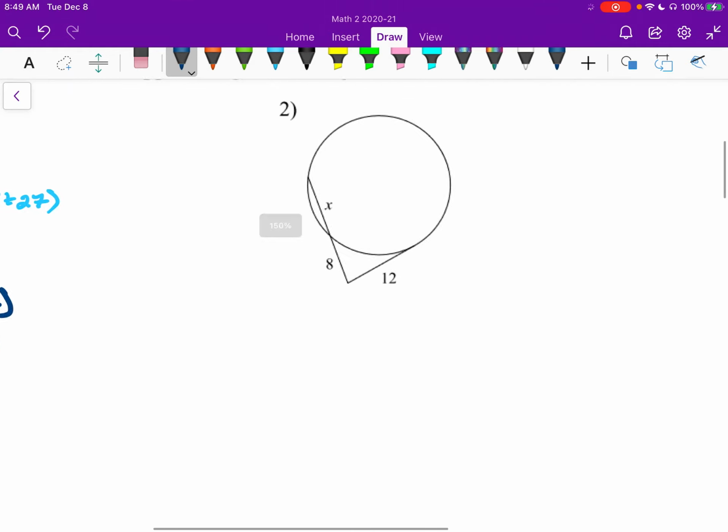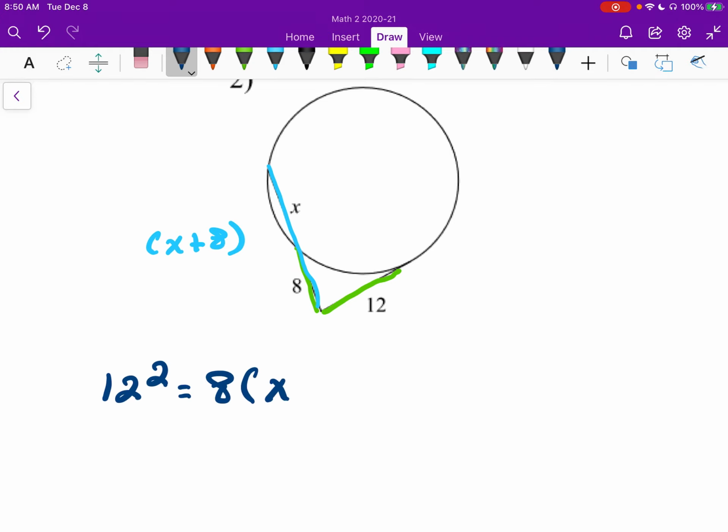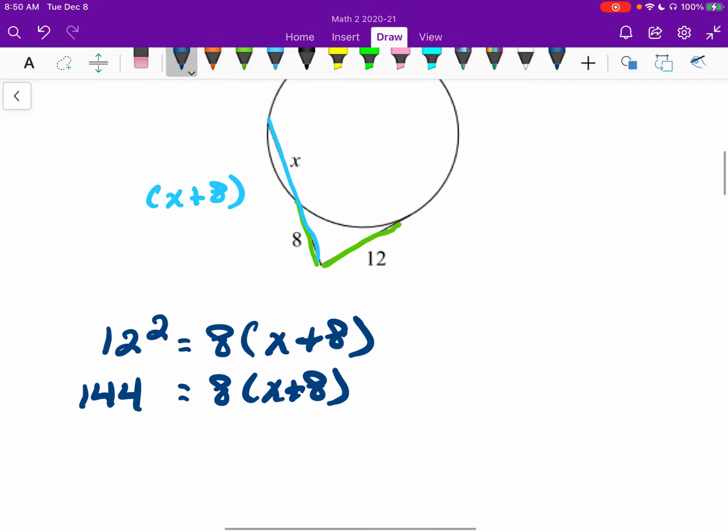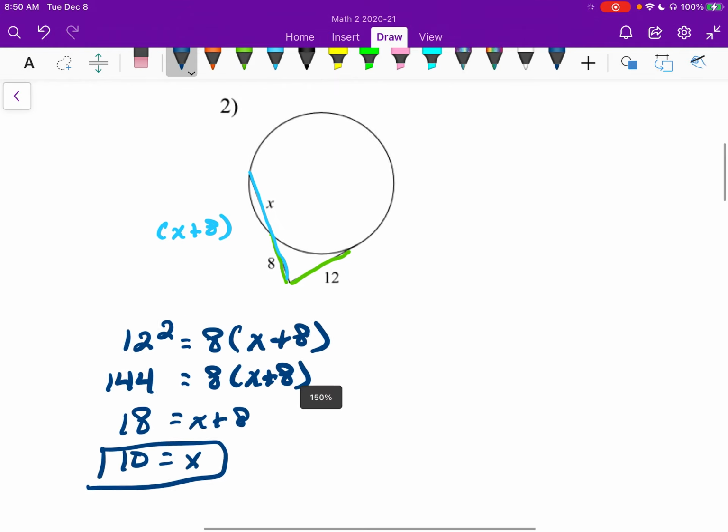All right, number two. Again, we have a tangent here. We have the outside piece of our secant, and then we have the whole thing. So the whole thing is going to be x plus 8. Starting off with our tangent, 12 squared equals 8, the outside, times x plus 8, the whole thing. So 12 squared is 144. Then I'll divide by 8, and I get 18 is x plus 8, so 10 is x. Not too crazy.